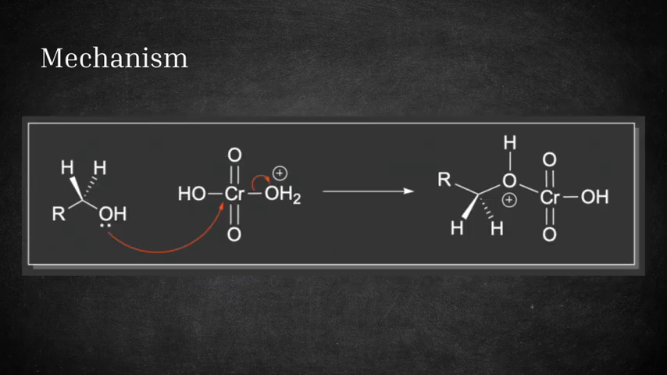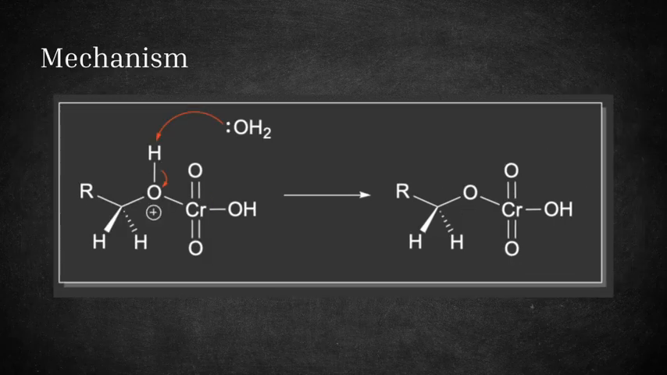The nucleophilic lone pair on the oxygen of the alcohol then attacks the chromium atom in an SN2-like fashion, displacing water as the leaving group and forming a protonated chromate ester. This ester is quickly deprotonated by water to yield the neutral chromate ester intermediate.